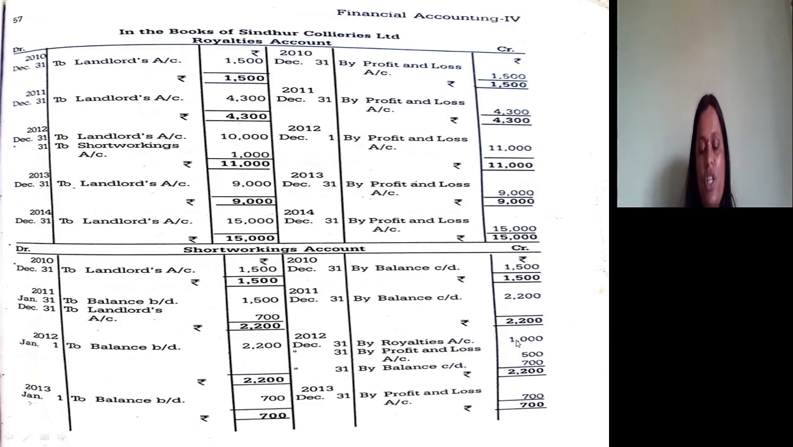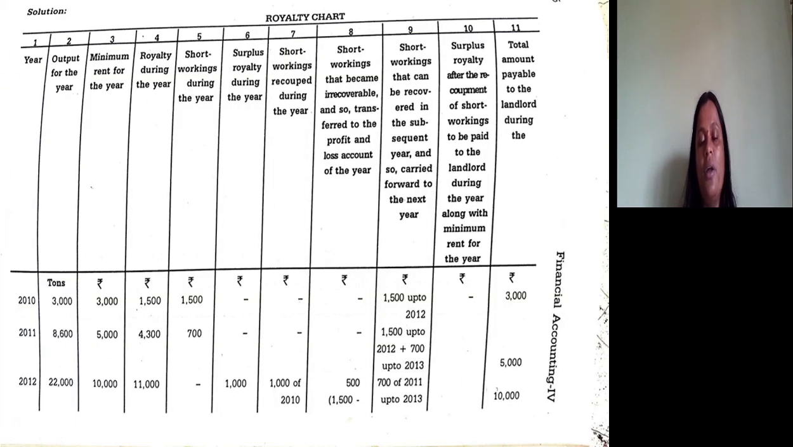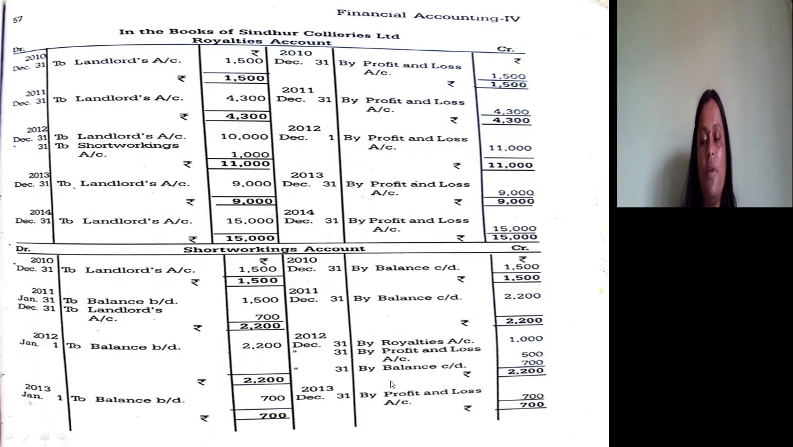And if you look at the chart, it is very clear that we cannot recoup 500. This 500 should be closed by transferring it to profit and loss account, because this is the last year to recoup the first year short working. But the 700 can be carried forward to next year. That's why in short working account, try to understand: by profit and loss (non-recoupment) 500, by balance 700. Next year we should open it as balance brought down 700.